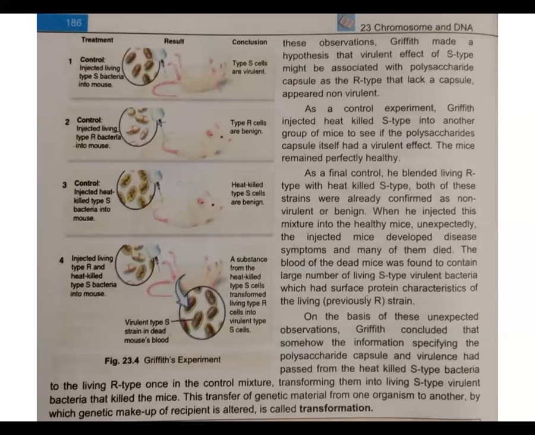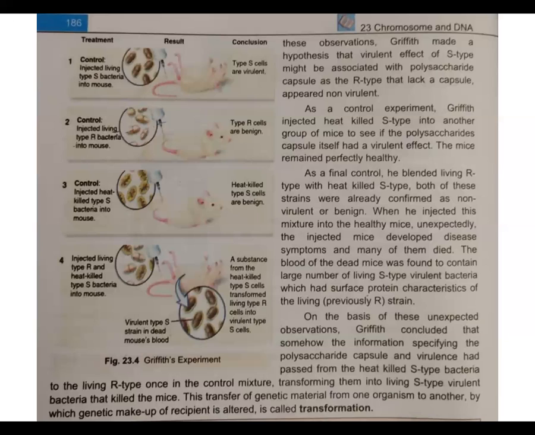On the basis of these unexpected observations, Griffith concluded that somehow there was something which was transferred or passed from the heat killed S type to the live R type. And this substance, whatever got transferred, converted that live R type into an S type form. This transfer of genetic material from one organism to another, by which the genetic makeup of the recipient is altered, is called transformation. Now, I'll very quickly go through figure 23.4, which gives you an overview of this experiment.